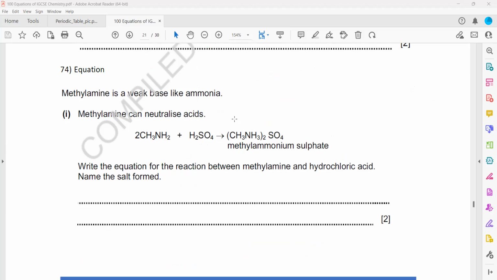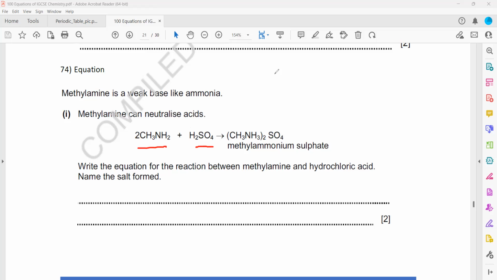Methylamine is a weak base like ammonia. The methylamine reacts with sulfuric acid to form methyl ammonium sulfate. Write an equation for the reaction between methylamine and hydrochloric acid and name the salt formed. Look, they give you the hint. When some questions are a bit tricky, they give you the hint. This is methylamine, and it is reacting with sulfuric acid. As a result, it will form methyl ammonium sulfate.